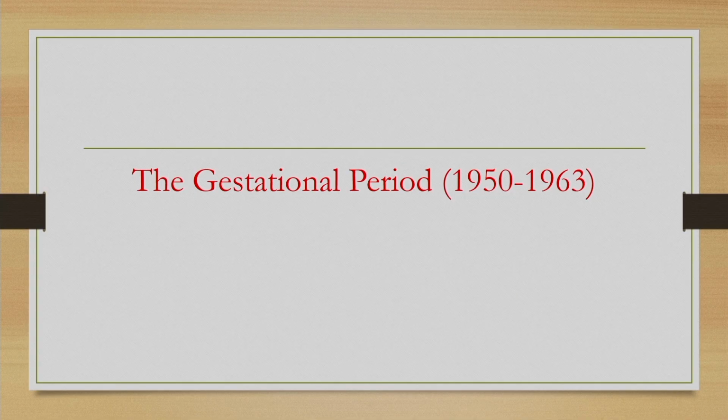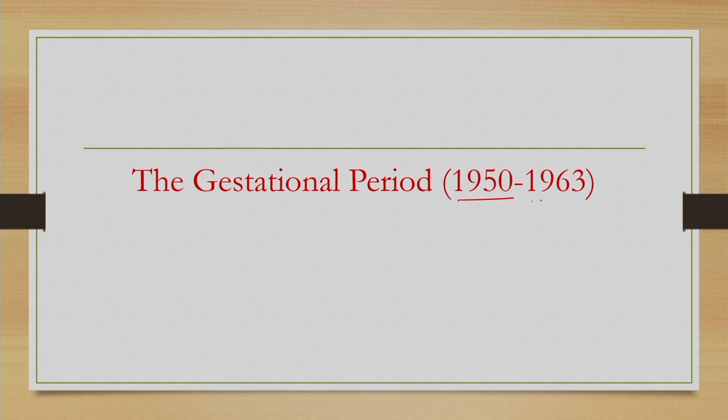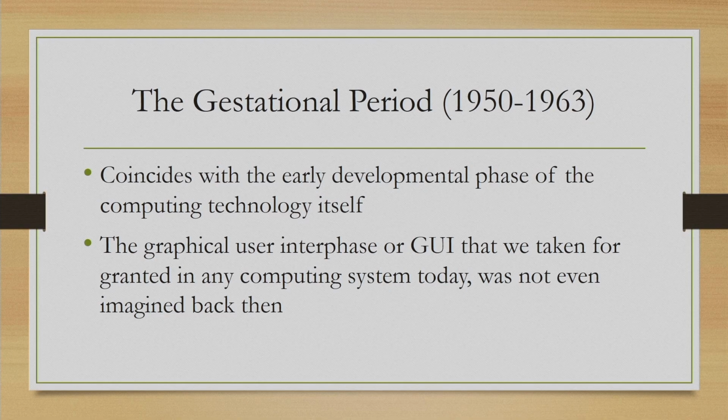Now, let us have a quick look at the major developments that took place in each of these phases. Let us start with the first phase, that is the gestational period between 1950 and 1963, at the early stages of computers. Now, if you are aware of the evolution of computers in the early phases, then you know that that phase, the gestational period, also coincides with the early developmental phases of the computing technology itself. So, that was the phase when technology evolved.